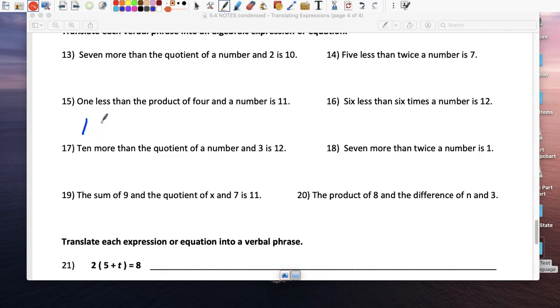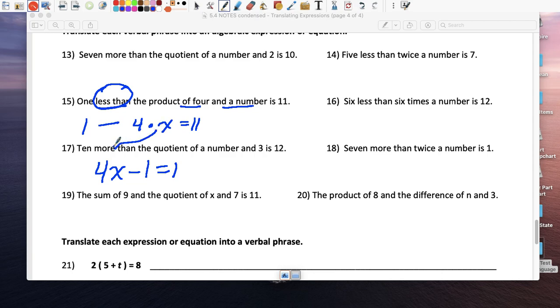1 is 1. 1 less than is minus. The product is multiplication, right? Who are we multiplying? We're multiplying 4 and a number equals 11. But careful again, it's less than. So this is actually going to become 4x minus 1 equals 11, because this goes to the front and this goes to the back. 6 less than 6 times the number equals 12, and again it's the word less than, so we're going to switch. 6n minus 6 equals 12.